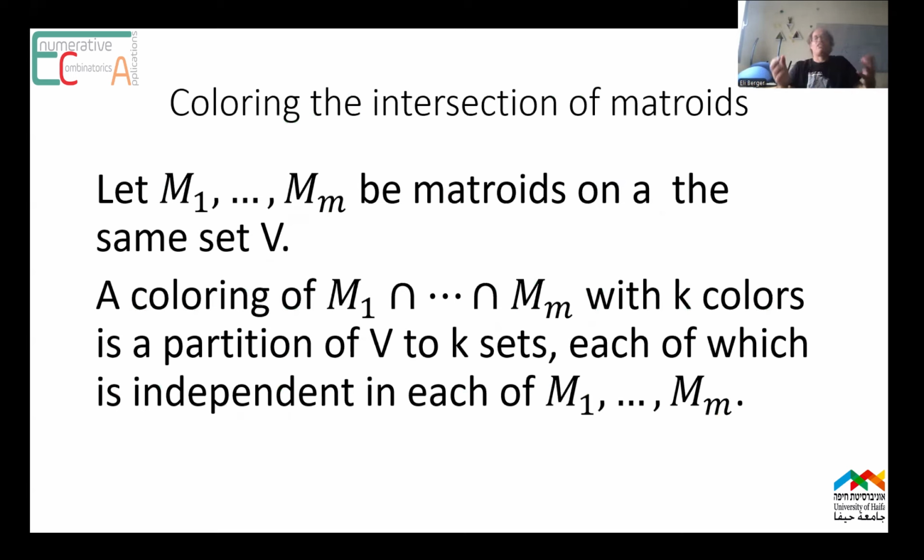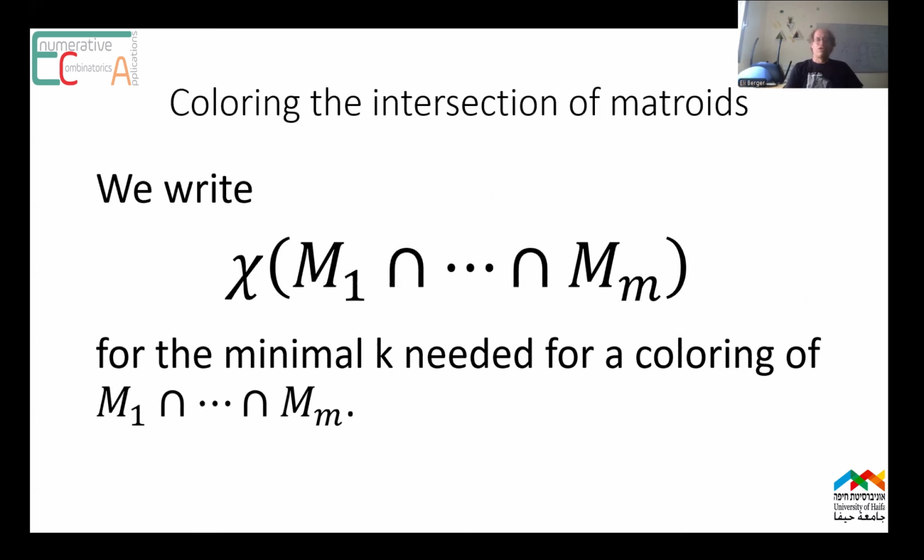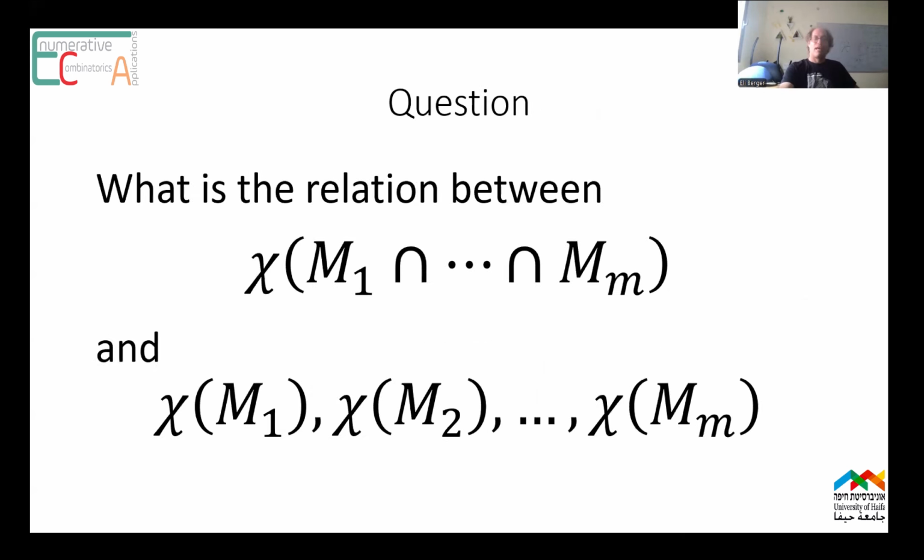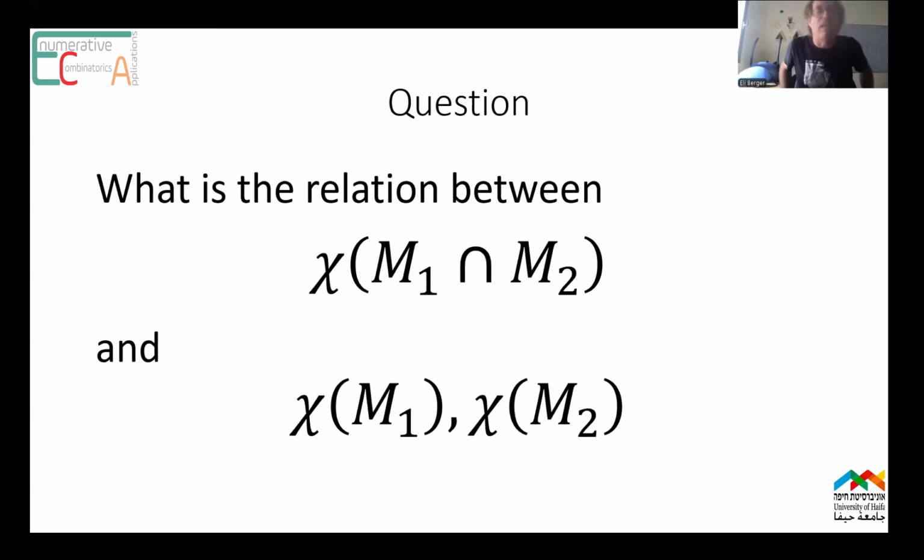And we can also ask for the intersection of matroids. We want every set to be independent in all of the matroids. And this means that we color the union of the hypergraphs of circuits. So we ask what's the relation between the chromatic number of the intersection and the chromatic number of each one of them separately. And okay, let's be modest. Let's only ask it for 2 matroids.